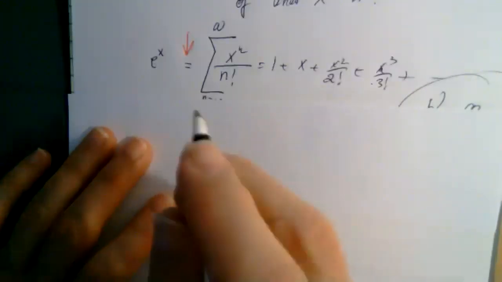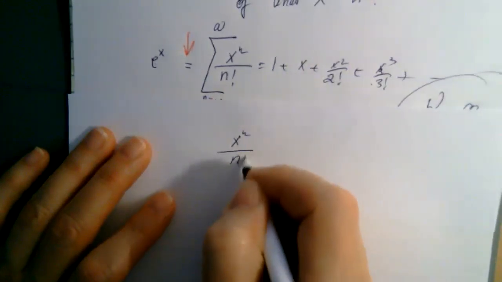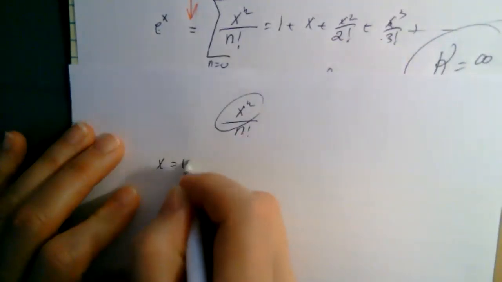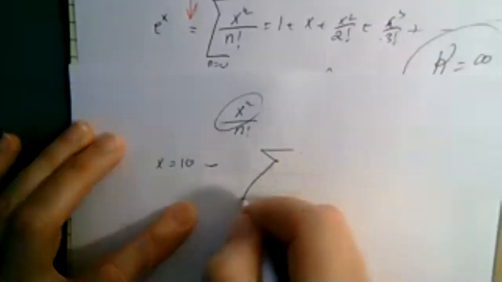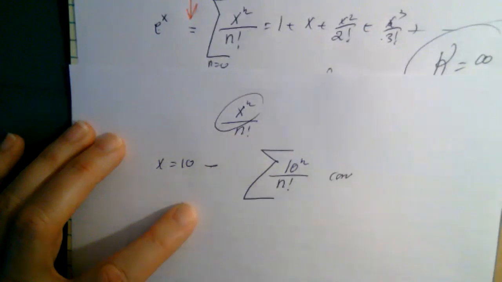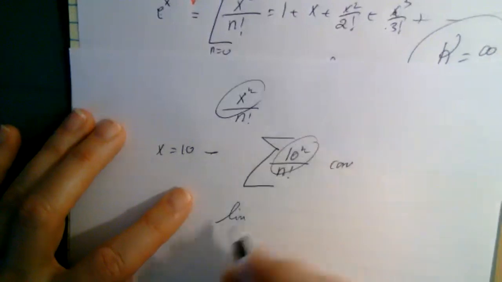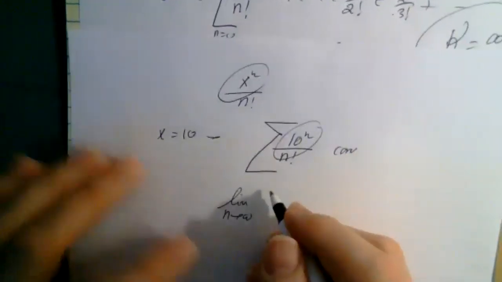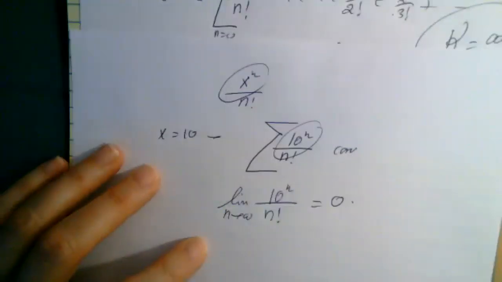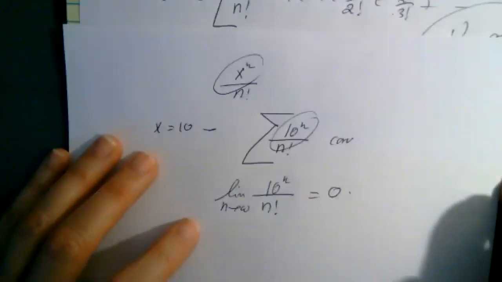that if I take the term x to the n over n factorial, actually let me suppose I take x to be 10, then this is telling me that the series sigma 10 to the n over n factorial converges. What does this tell me? It means that those terms, when n goes to infinity, will be equal to 0. If this converges, it means the individual terms go to 0.